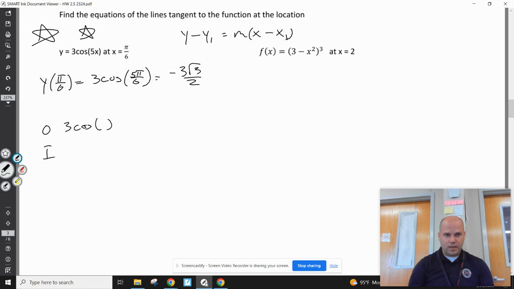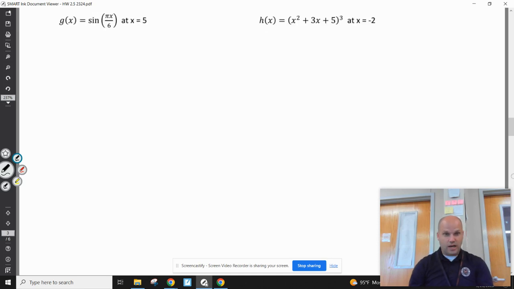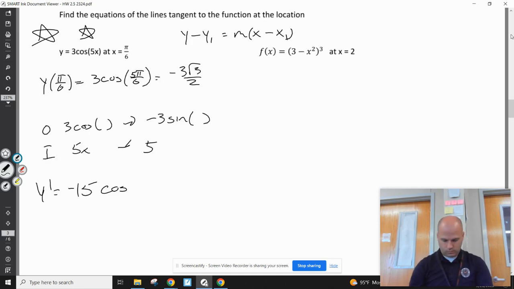3 cosine parentheses, 5x is inside the parentheses. The derivative of 5x is 5. The derivative of 3 cosine is negative 3 sine. That means y prime, the slope equation, is negative 15 sine, not cosine. The 5 times the negative 3, negative 15 sine 5x.